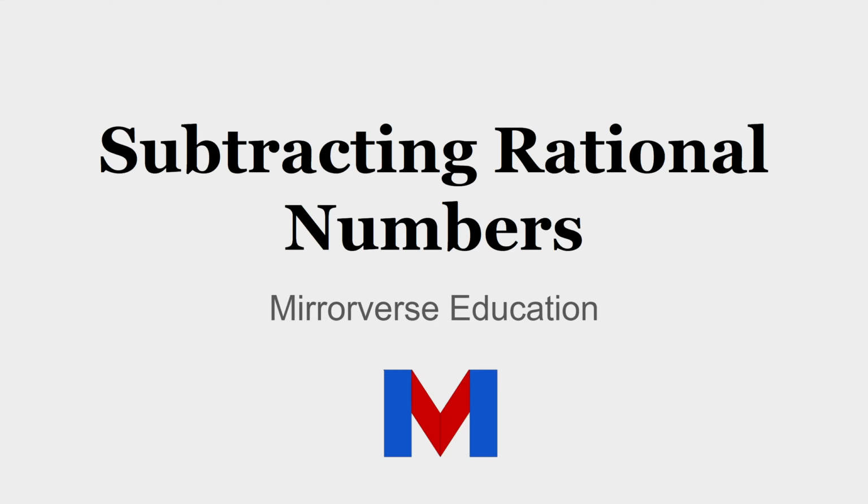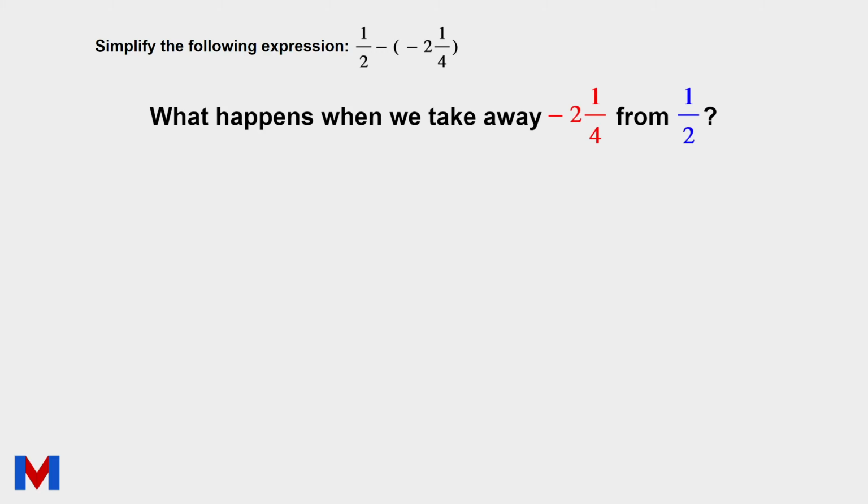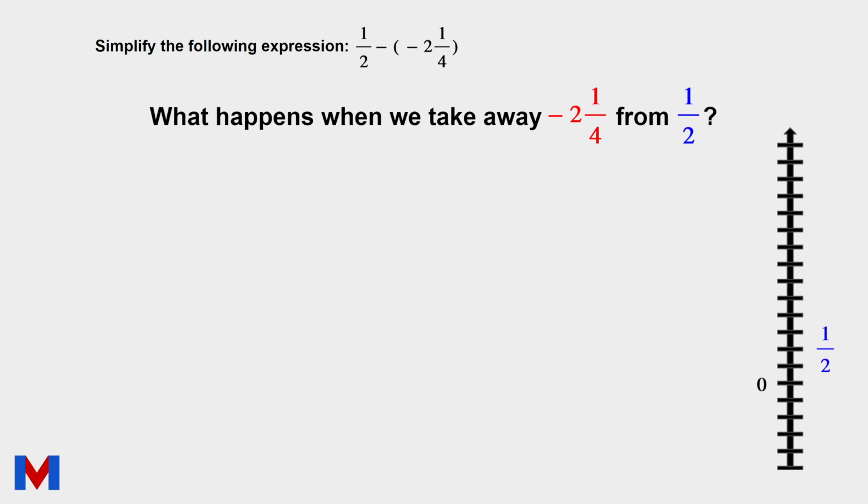Today we're subtracting rational numbers. Simplify the following expression, 1/2 minus negative 2 1/4. This is really asking what happens when we take away negative 2 1/4 from 1/2. We'll look at this on a number line starting at 1/2.